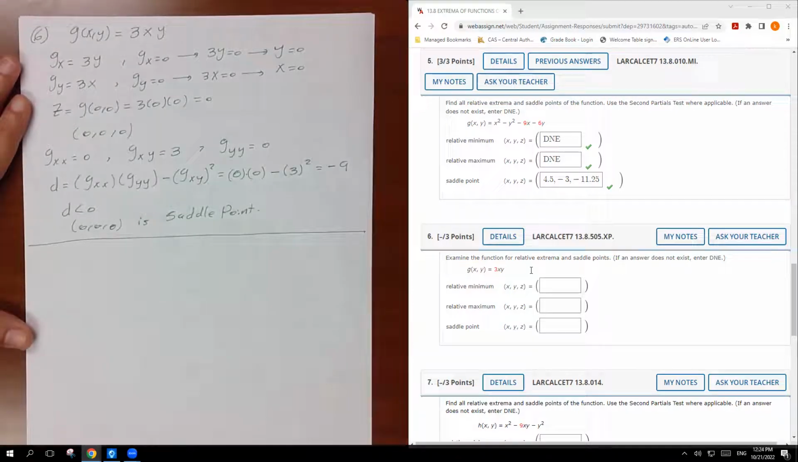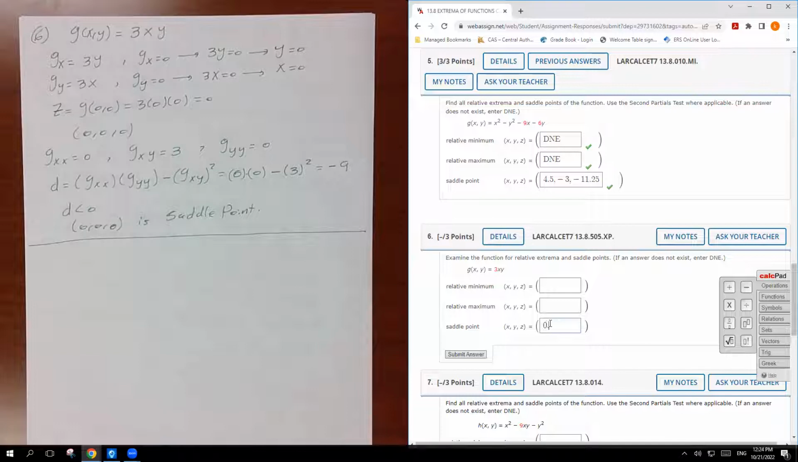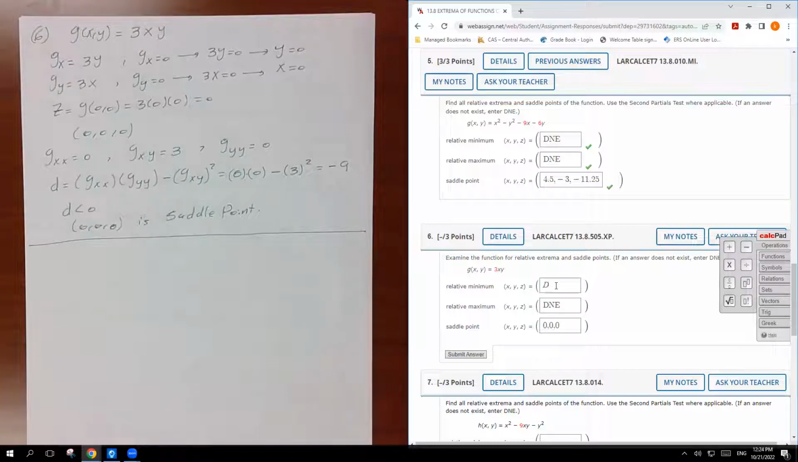So we're just going to type here. Well, the next one is the point 0, 0, 0 is a saddle point. And here it is going to be does not exist, does not exist.